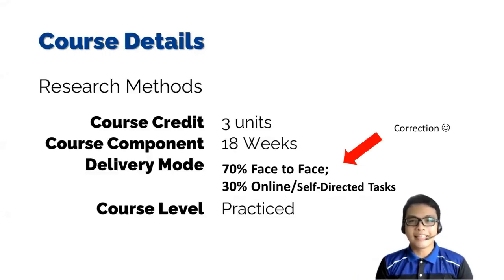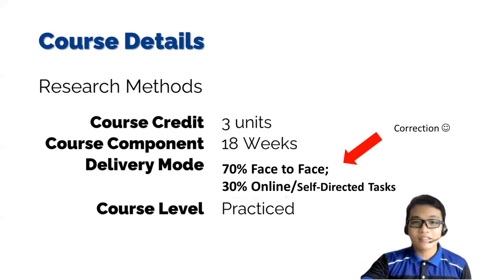Let me start off by sharing with you the course details. Number one is that this is a 3-unit course, but we will be taking the 3 units within the span of 18 weeks. So it's a regular semester length, because I believe that writing your thesis cannot be done within 9 weeks. It's quite impossible.